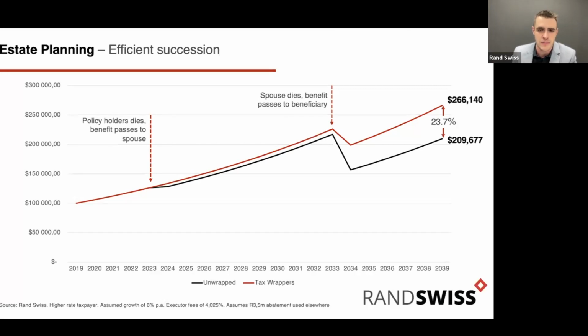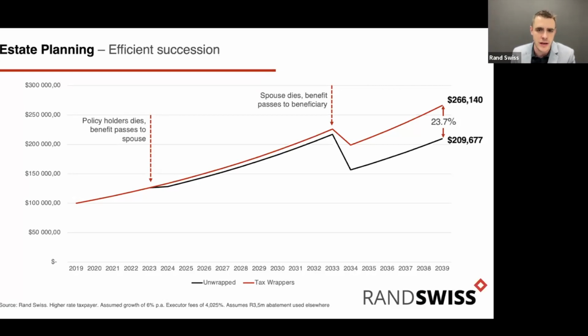You don't have to pay any capital gains either because it's between spouses. If it's between other parties, those are triggerable. But what we can see from here is the policyholder passes away and they hand over the benefit to the spouse. What's nice about this product is you can nominate a beneficiary. In this case here, they've nominated their spouse, so there's no need for an executor.